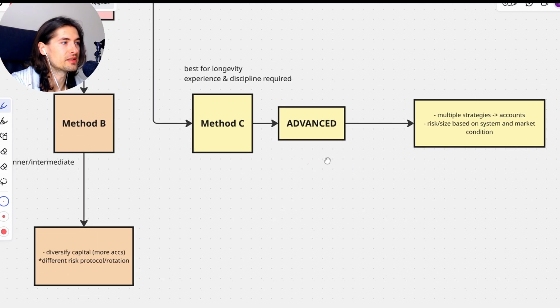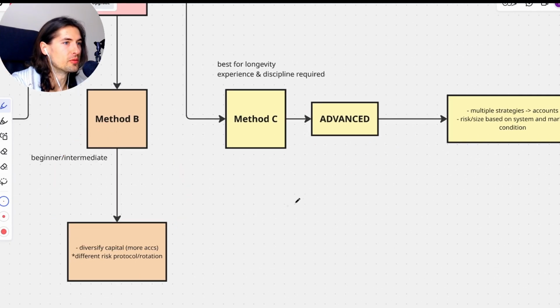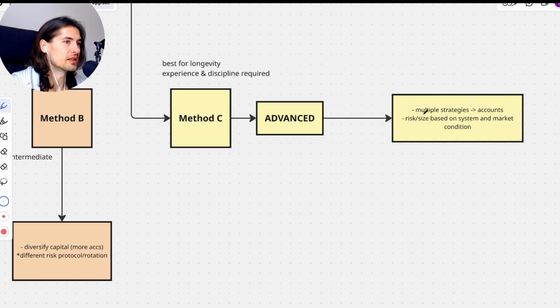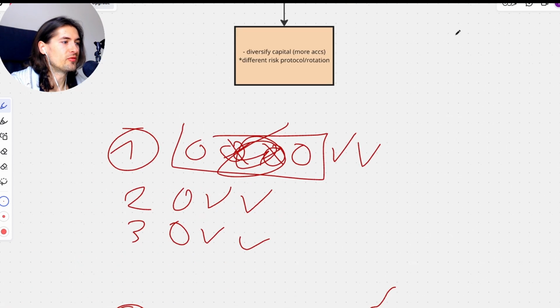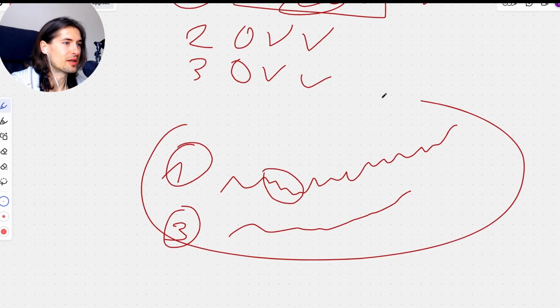What that means is we're going to have a similar approach to method B. What you can do here is trade multiple strategies. I currently have a couple of strategies. I would say actively I have 4 that I can rotate, and this alone can be really helpful, especially if you remember we were talking about the Ds.